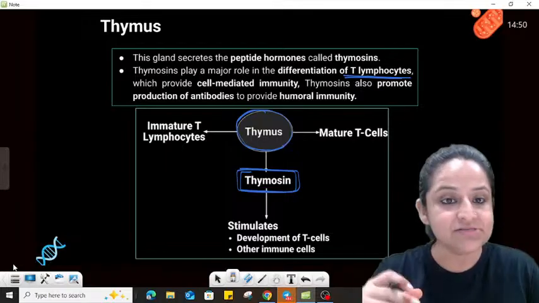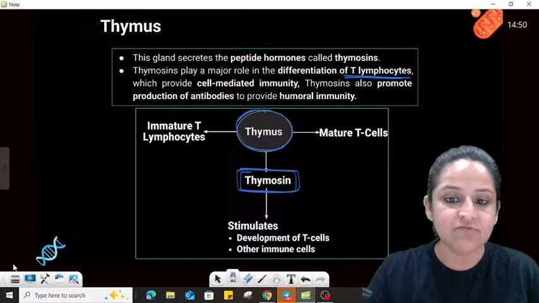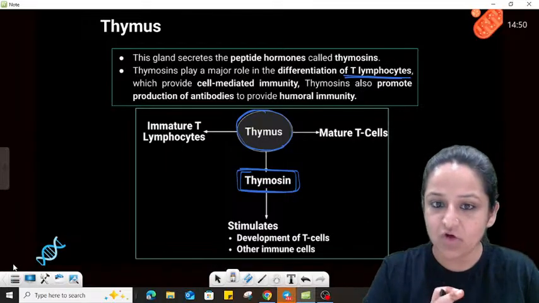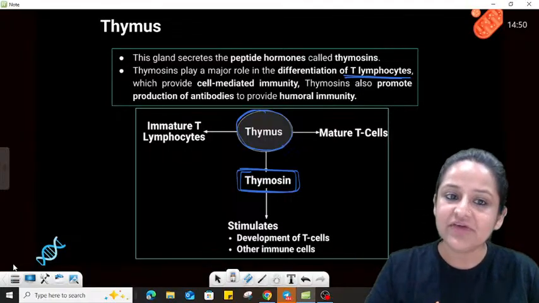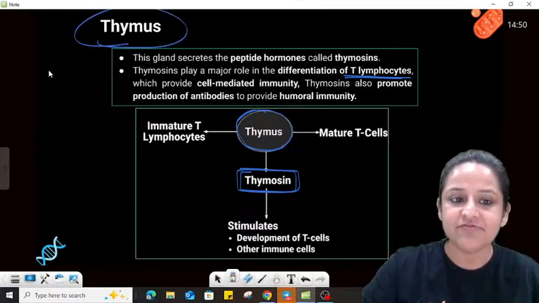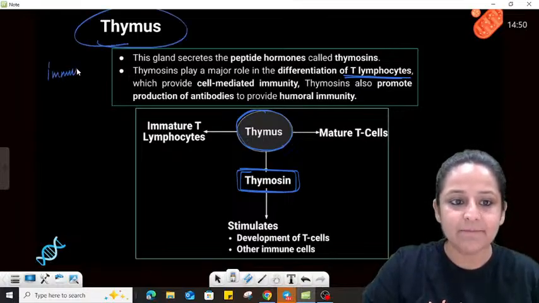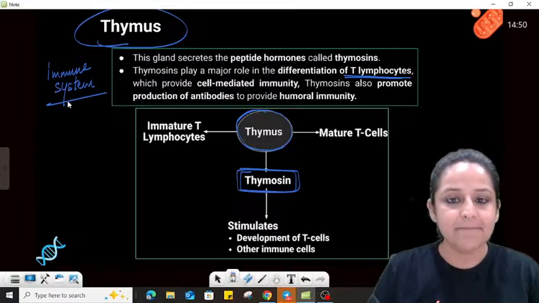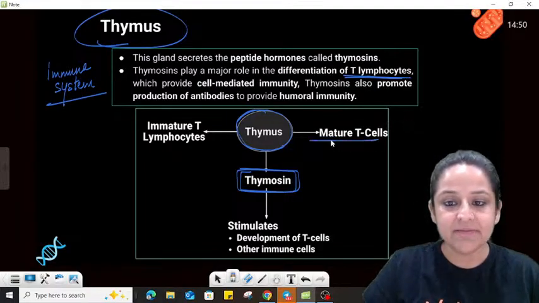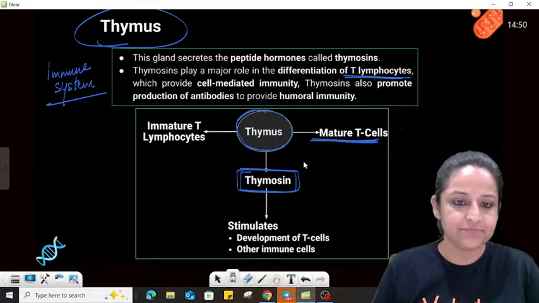The T lymphocytes also help in antibody formation indirectly. So this way we say that the thymus plays a very strong role in the development of the immune system of the body. How? By causing the maturation of the T cells.